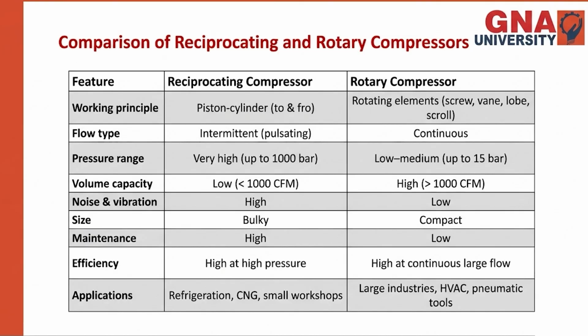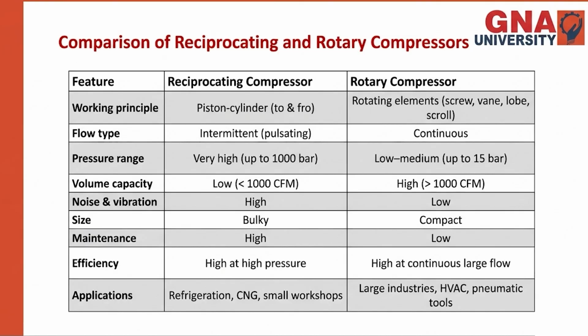Okay, flow type is intermittent. So in reciprocating, we will be getting the compressed air supply when the compression takes place. Okay, when the expansion takes place, we will not get any supply. So due to this, the supply of air in case of the reciprocating is intermittent, or it is also called pulsating. And in the rotary compressor, you will be getting the continuous flow of the compressed air.